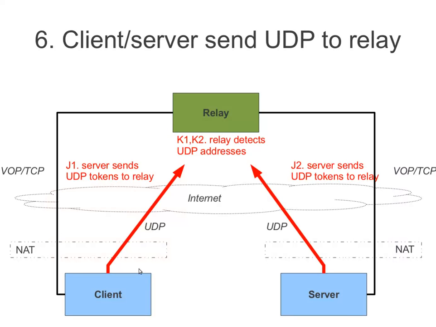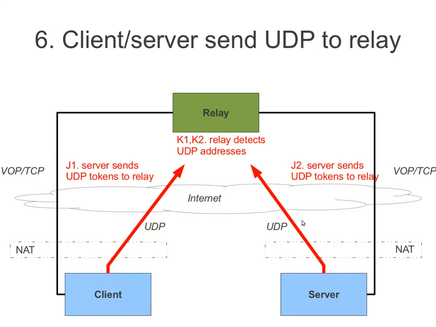So the client and server start to periodically send datagrams to a known network interface on the relay. This is done in order for the relay to discover the external internet-facing UDP addresses of a socket that the client and server will be using for making a peer-to-peer connection.